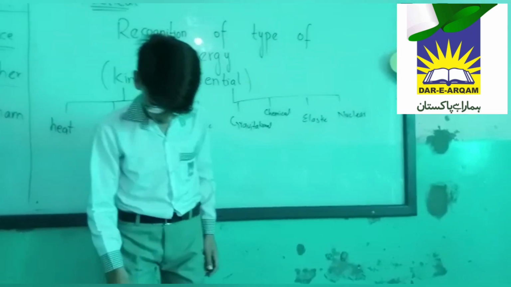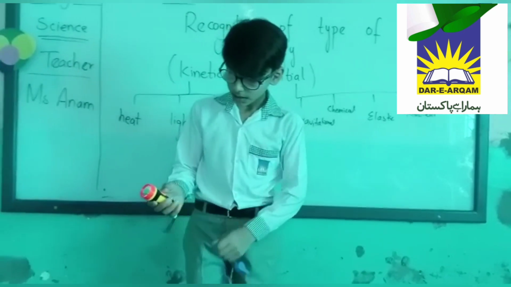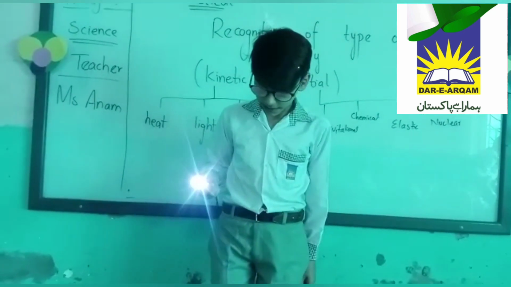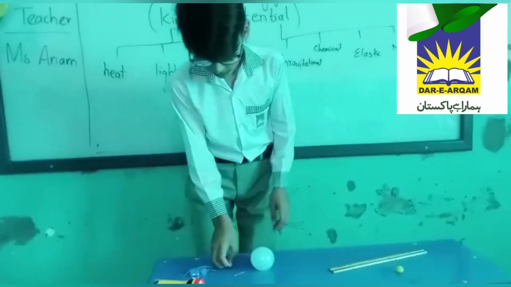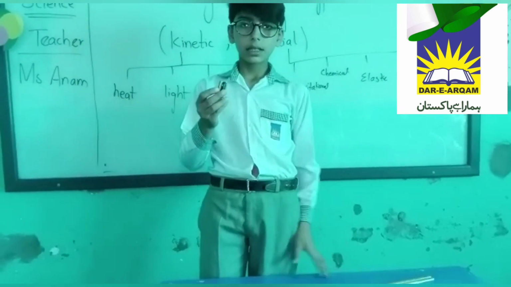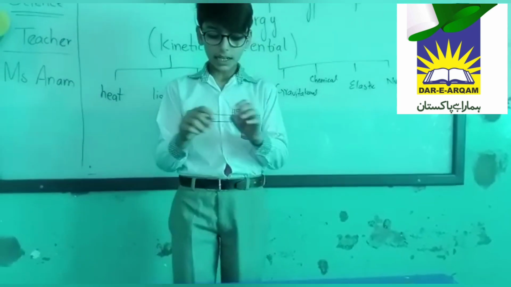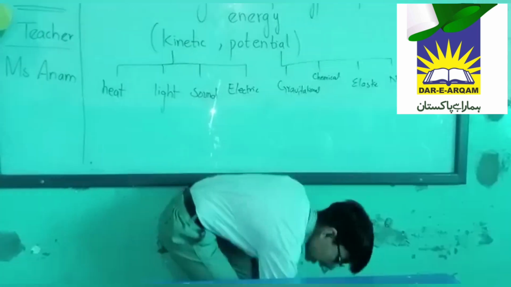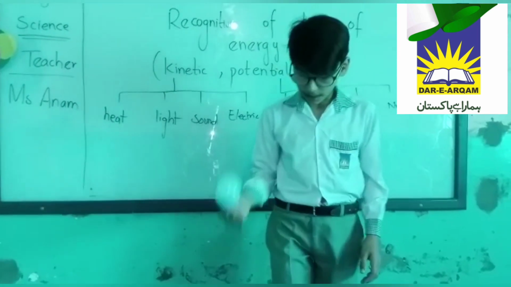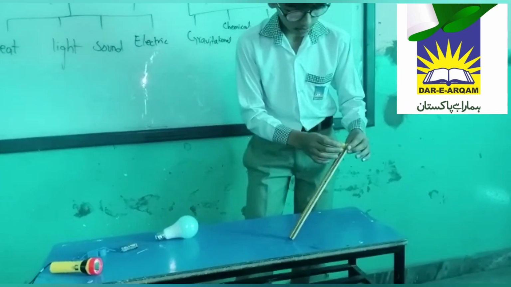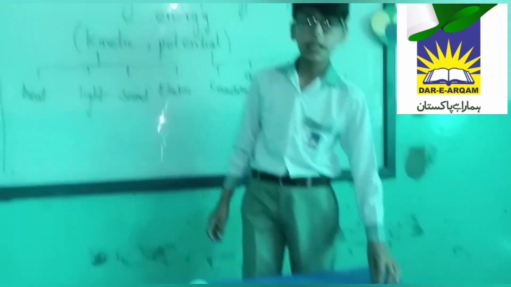We have these items for this activity. First of all, the torch is light energy, the cell is chemical energy, the rubber is elastic energy, and the bulb is electric energy. We have a ball and scale. This is gravitational energy.